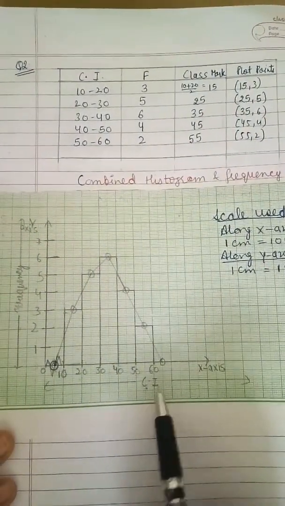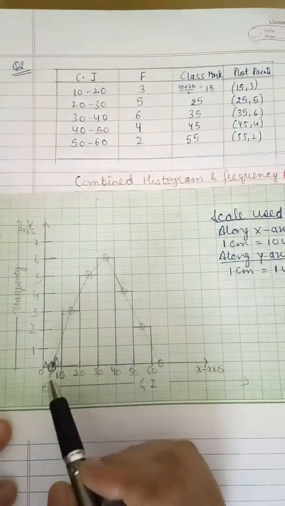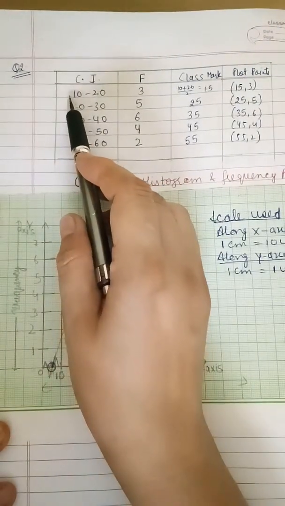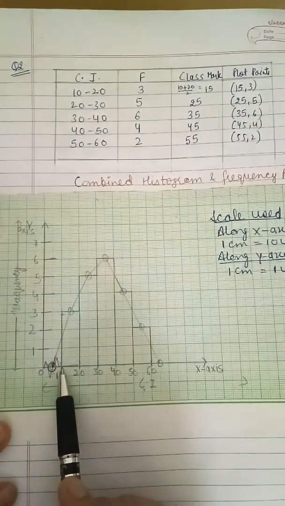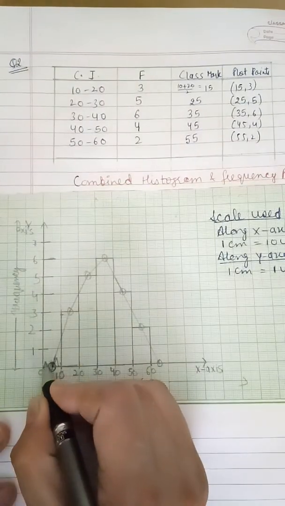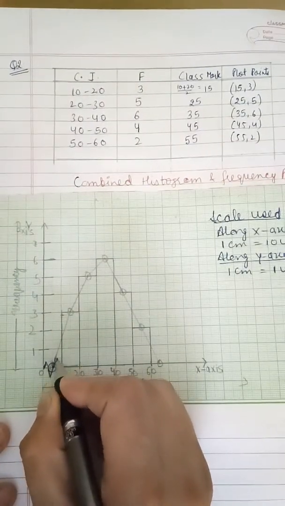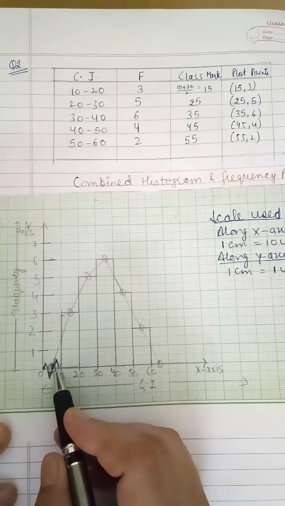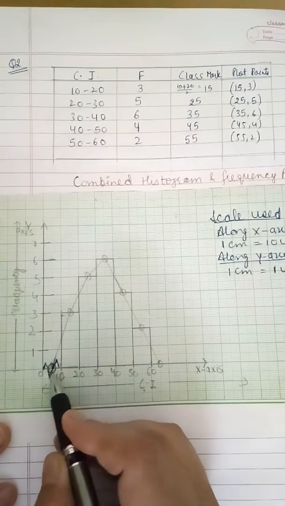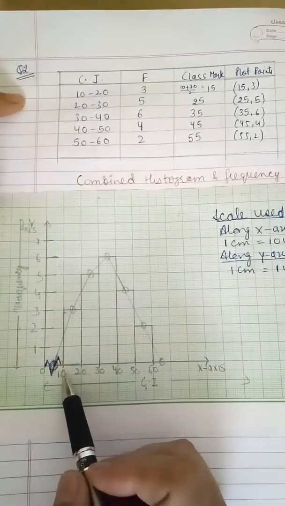So this is class interval, this is frequency. Then, here it doesn't start from 0, so you will leave one box and make a broken line like this. After making the broken line, on the fifth point you will make a circle. Then you can make the histogram.